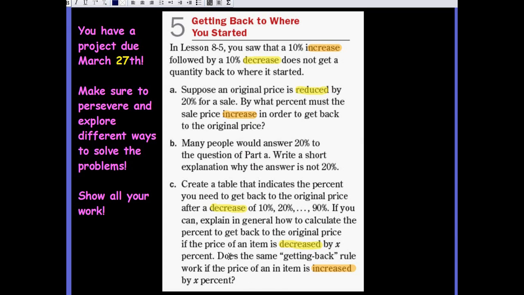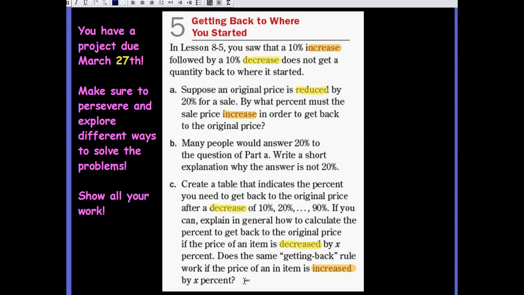But then here's the second part that says, does the same rule apply if you increase first and then decrease? So they're asking if you increase an amount and then decrease an amount, that particular pattern to get back to the original amount, is it the exact same as if you decrease an amount and then increase the amount? So if you go up and then down, is it going to be the same rule, the same pattern as going down and then up?